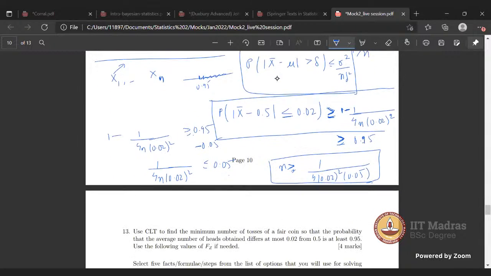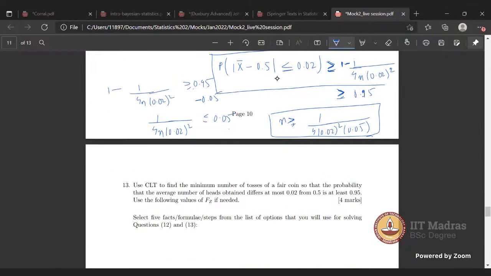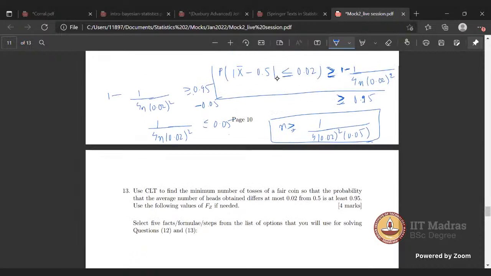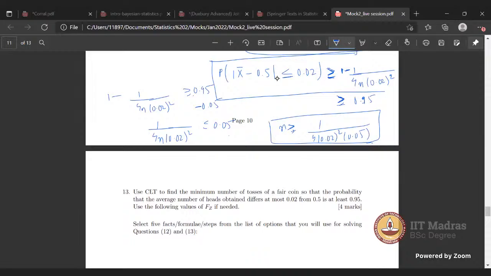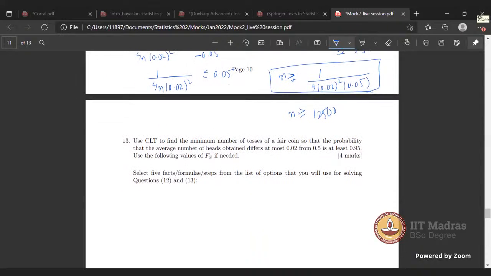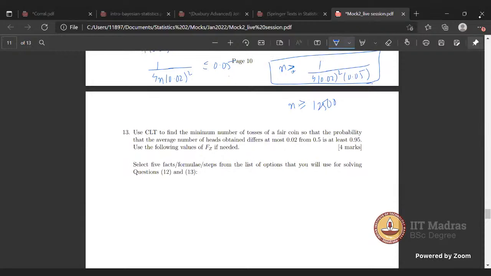Now the same problem, you have to do using CLT. So we will see what answer we get. I think something like 12,500. Okay. So the same problem, if we solve using CLT, we will see we need a smaller number of samples than what we found using the weak law of large numbers for the same result. So it basically shows why CLT gives a better approximation.